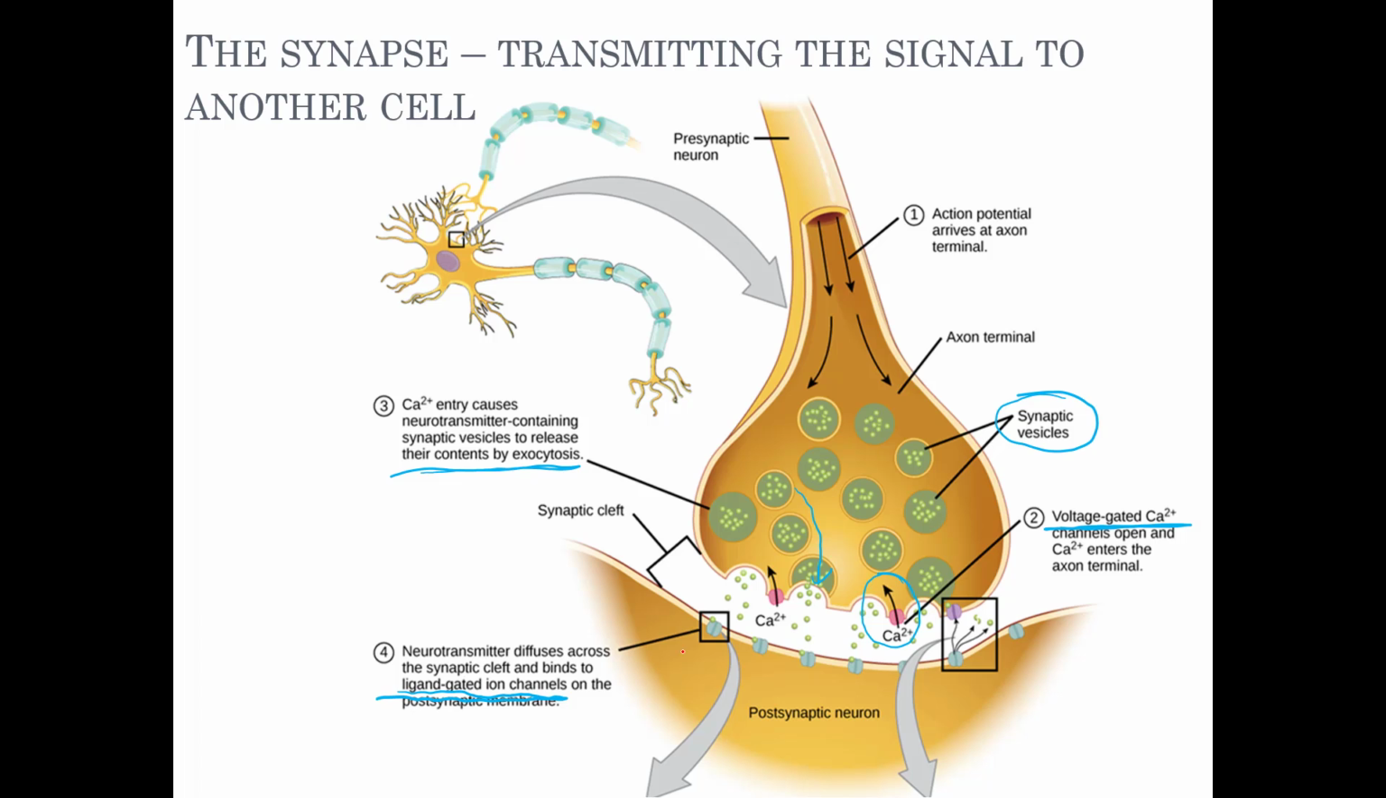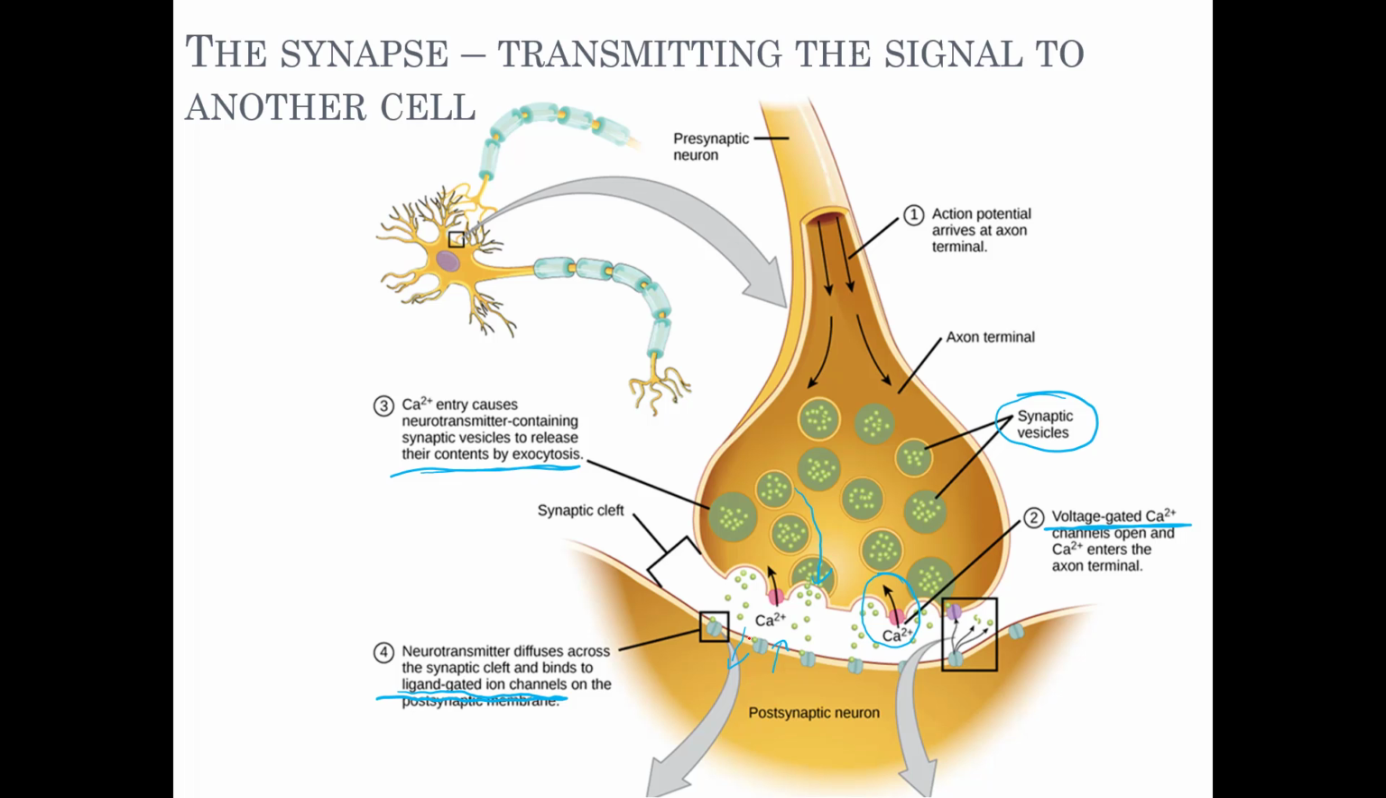Remember, ligand-gated channels open or close depending on whether a specific chemical is present and bound to them. In this case, these are going to open when the neurotransmitter is bound to them. So we have binding of the neurotransmitter to a ligand-gated channel. This allows an ion to move across the postsynaptic neuron membrane. Again, depending on whether it's excitatory or inhibitory, you might have movement of ions in one direction or in another direction. It doesn't really matter. It's going to cause ions to move.